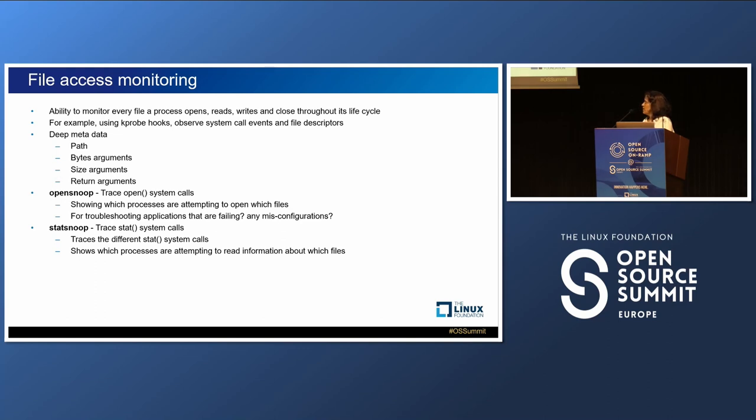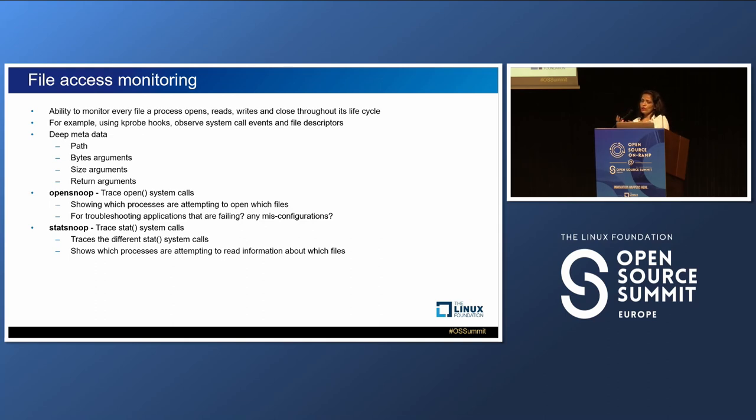The metadata can be the path name, that is the file that has been opened, and in case of read and write, the bytes that are read and written, the size parameter, and the other things corresponding to this file access. And then again, OpenSnoop is the tool that can be used. It attaches the BPF program to the open system call and to the variants of the open system call, that is openat and all those things. Basically it shows which processes are trying to open which set of files.